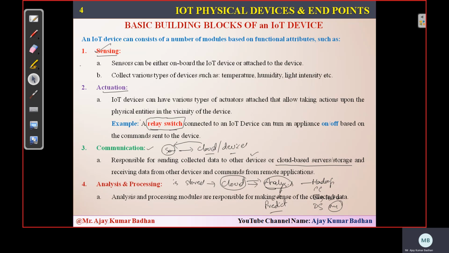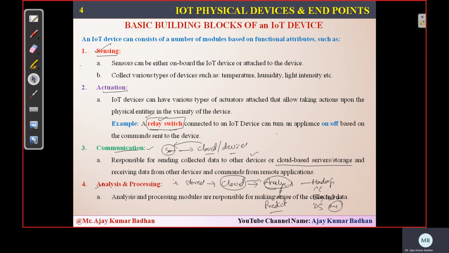So actuators are mainly the ones which perform the physical action of that particular device. The best example for that is relay switches. Then we have something called communication. This is responsible for sending data to the cloud, and it can also access information from the cloud. Then we have analysis and processing, which you might have understood now.